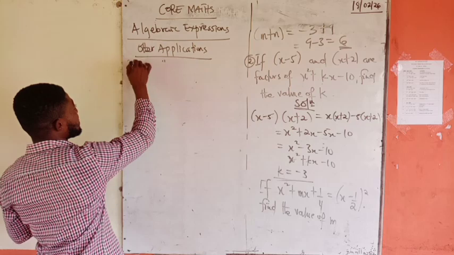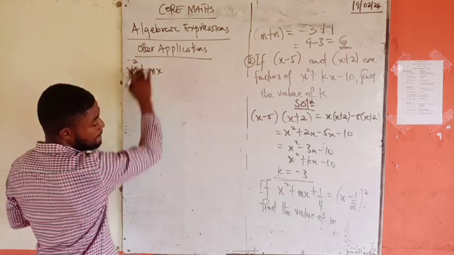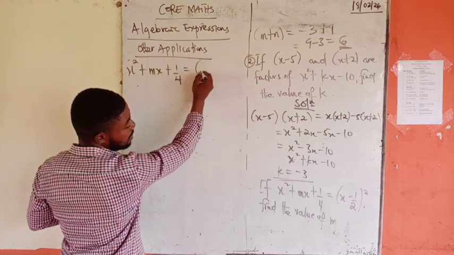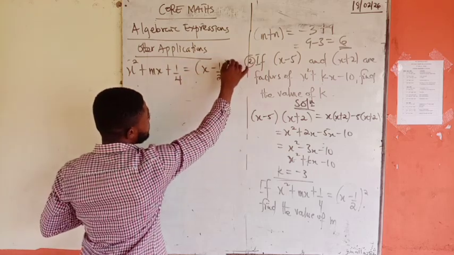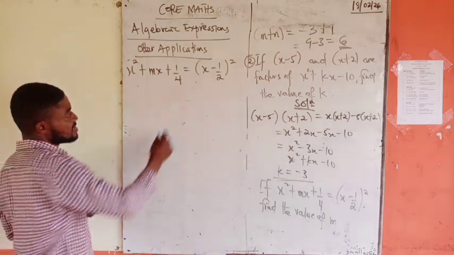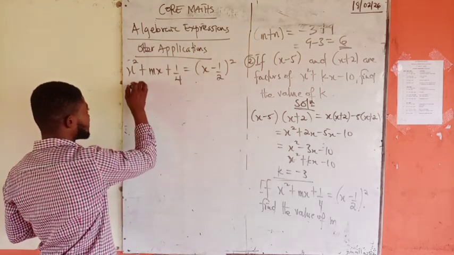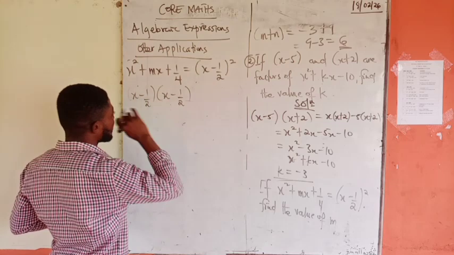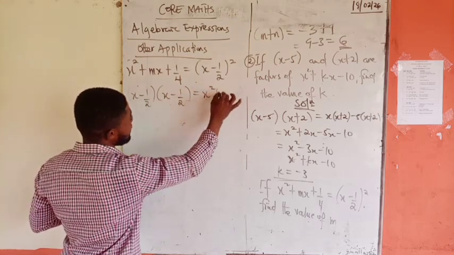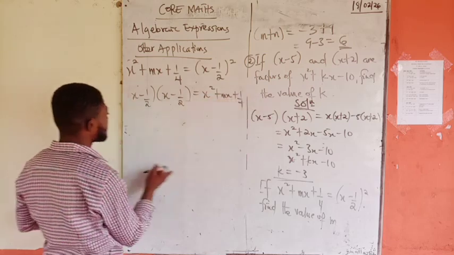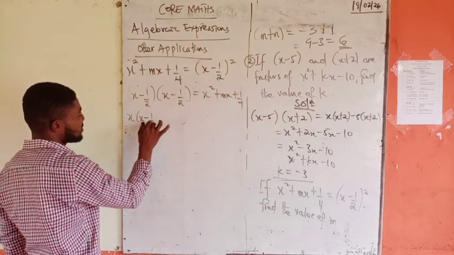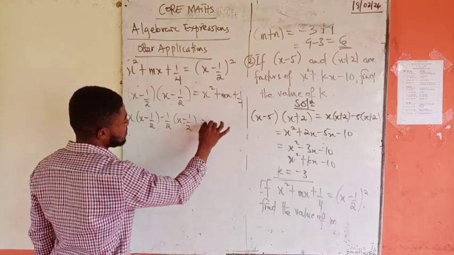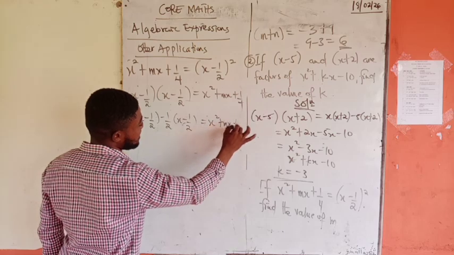So I have x squared plus mx plus 1 over 4 is equal to x minus 1 over 2, all squared, sorry. So I know this is the same as multiplying this by itself. So I have x minus 1 over 2 times x minus 1 over 2. I can now compare this with x squared plus mx plus 1 over 4. X into bracket x minus 1 over 2, minus 1 over 2 x minus 1 over 2 is equal to x squared plus mx plus 1 over 4, sorry.